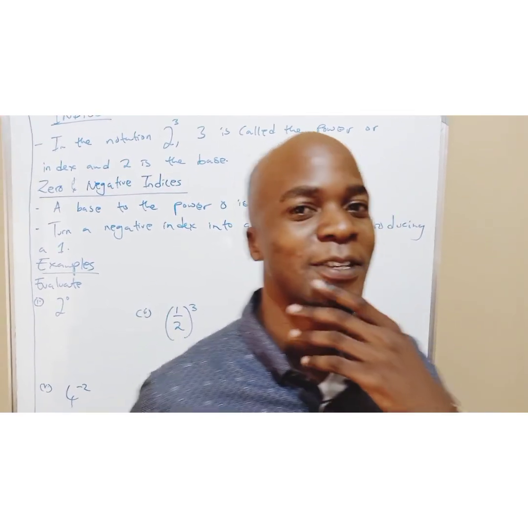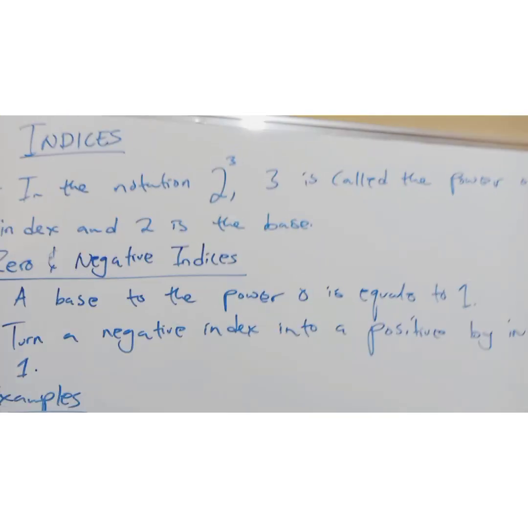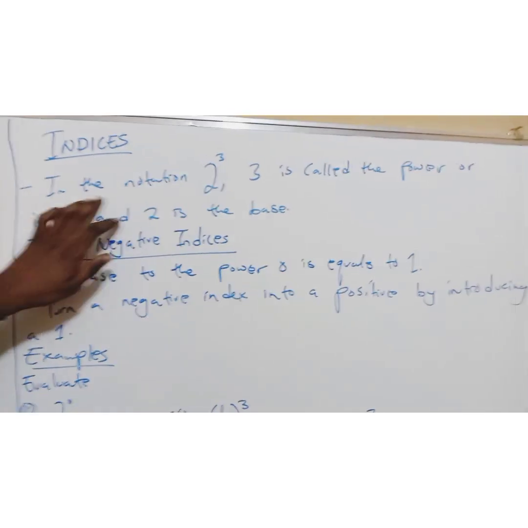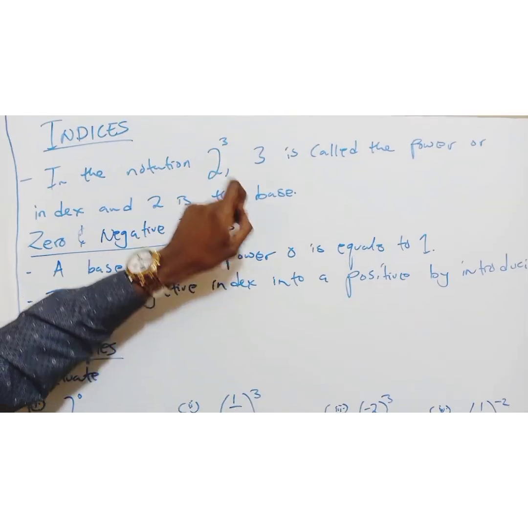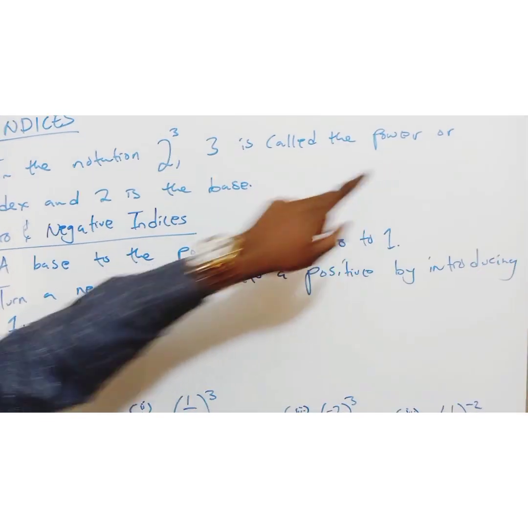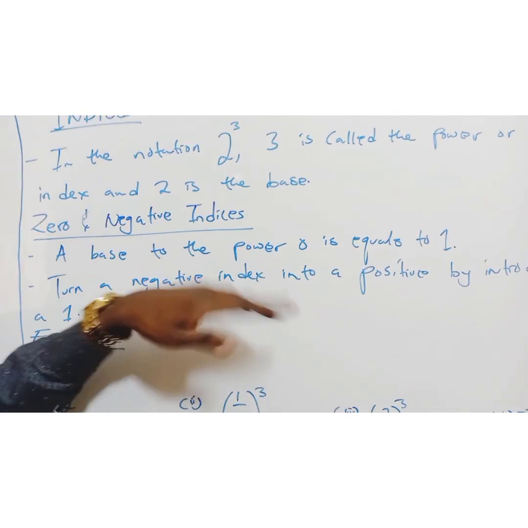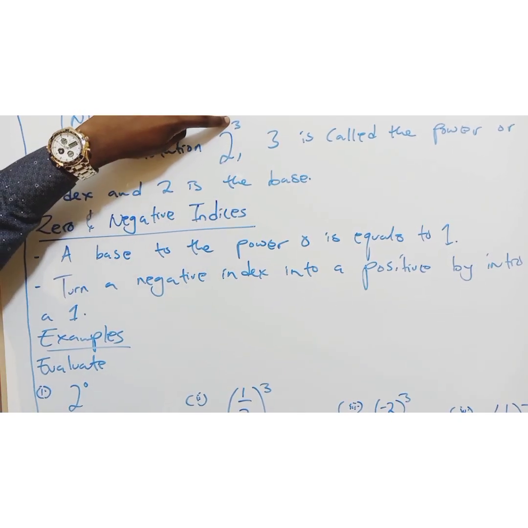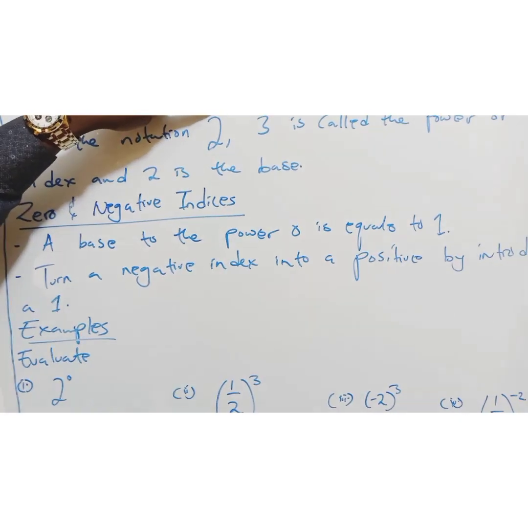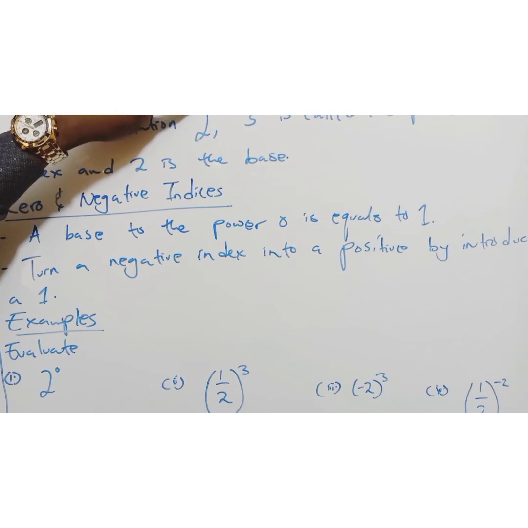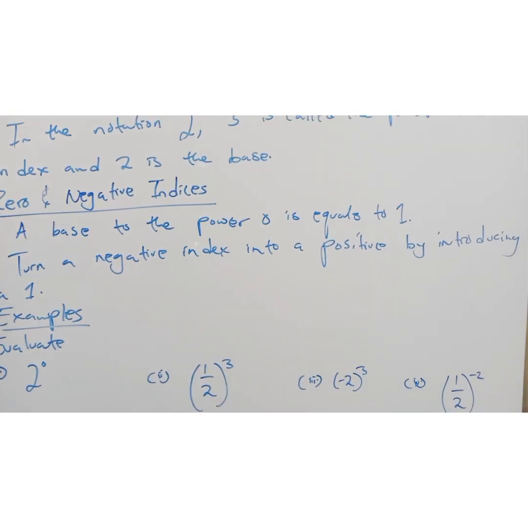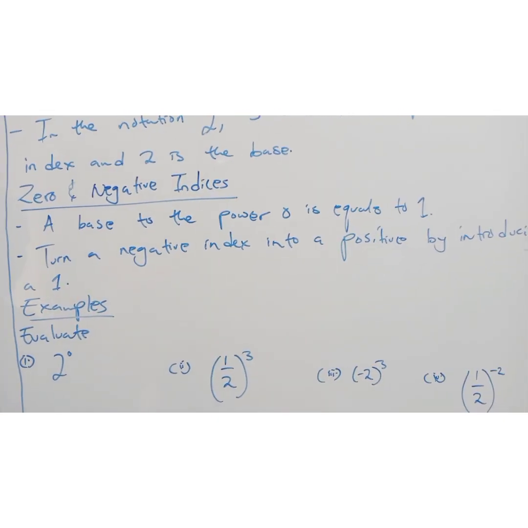So come with me. So, indices, in the notation 2 to the power 3, 3 is called the power or index, and 2 is the base. So this 2 is the base, this 3 is the power or index. When you go to university, they will say the exponential. Yeah? So that's the brief introduction.